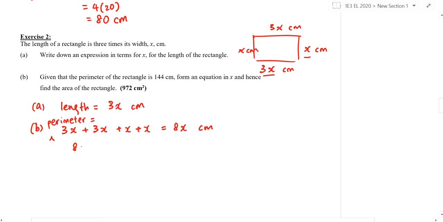Now 8x is equal to 144 as shown in the question. So from here we are able to solve for x to be 18. Now that we have the breadth, you can multiply that by 3 to find the length. And once you have the length and breadth, you can find the area of the rectangle. So finish this off and find the area.